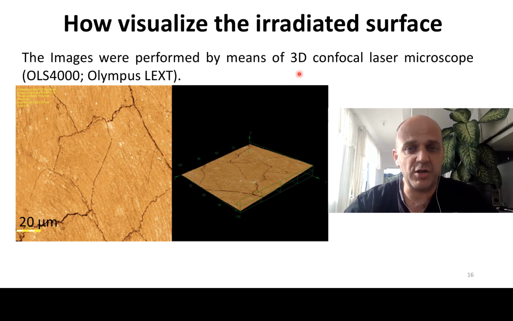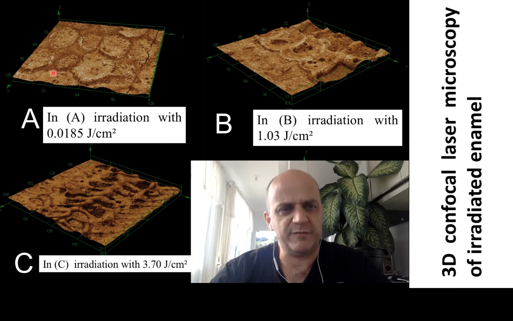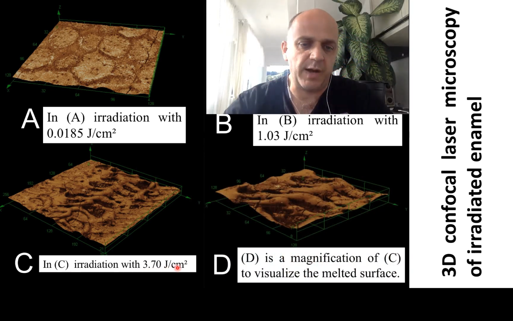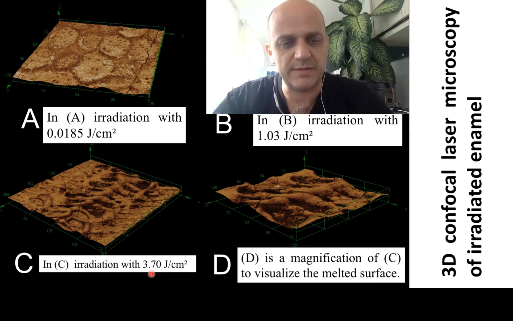Here we employ a 3D confocal laser microscope, and we have in this image the non-irradiated enamel. On the left side it is possible to see the flat image, and here a 3D profile. For the three groups, we have here first in A, the irradiated with 0.0185 joules per square centimeter, here 1 joule per square centimeter, and here 3.7 joules per square centimeter. And here we have a high magnification for the surface irradiated with 3.7 joules per square centimeter.